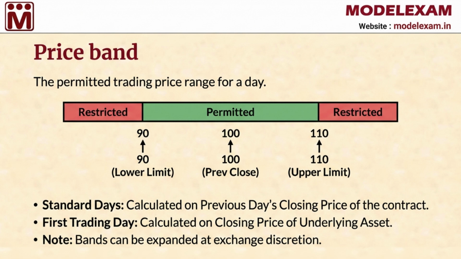To keep the market stable and prevent chaos, exchanges use a price band. You can think of this as a speed limit for how much a price can move in a single day. Usually, this is calculated based on the previous day's closing price. For example, if a contract closed at 100 and has a 10% limit, it can only trade between 90 and 110 the next day. This prevents wild, uncontrolled price swings and ensures the market stays within a permitted range.